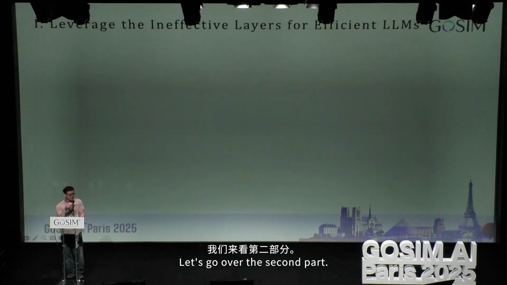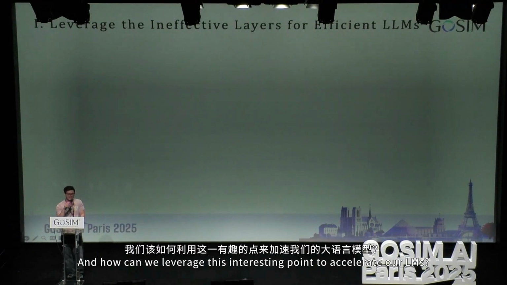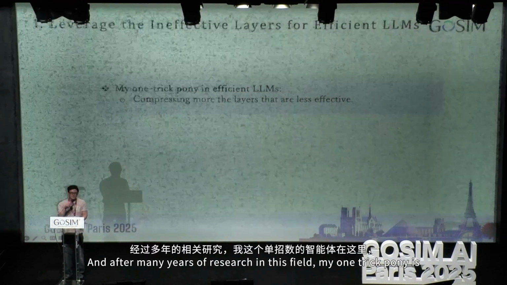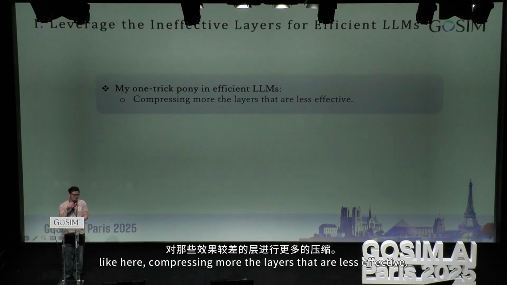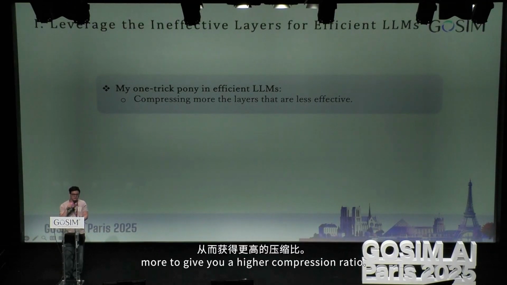Let's go over the second part. There are ineffective layers in LMs, and how can we leverage this interesting point to accelerate our LMs. After many years of research in this field, my one trick pony is compressing the less effective layers more. If you do pruning or low rank, you can just compress these layers more to give you a higher compression ratio.